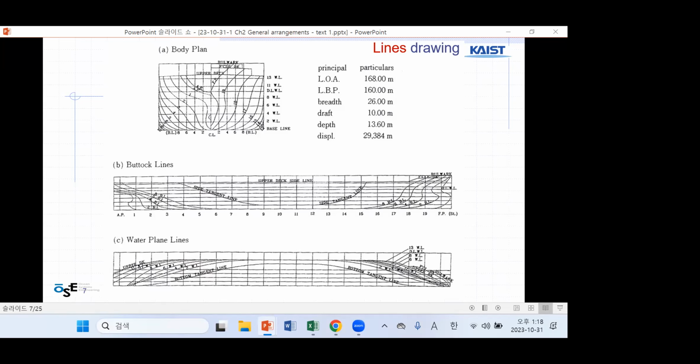And the length between perpendiculars, this is AP and FP. We call this the length between perpendiculars. This is overall length, breadth, depth, and displacement. Displacement is given here as a volume. From the volume, you can also calculate the weight. So that is the total displaced water volume up to the depth of the ship.